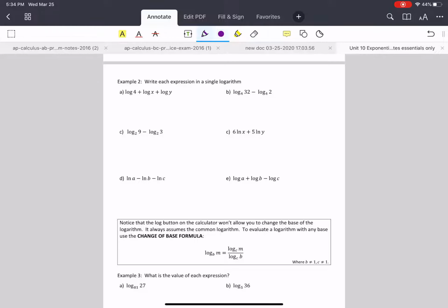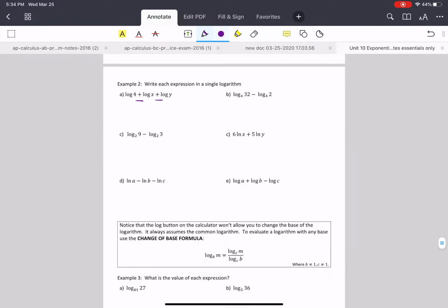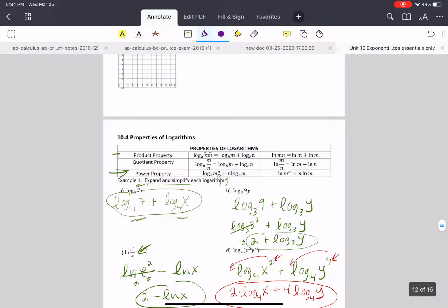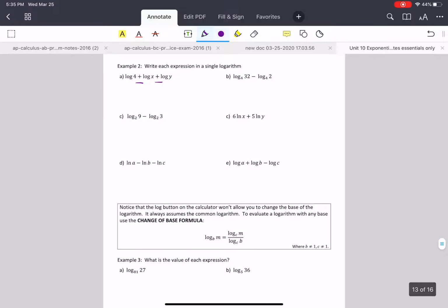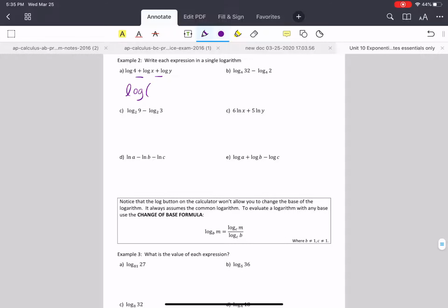Okay, so now let's start with part A. We have logs that are separate, but it's with addition. If I go back and look at my properties, the addition property is used in the product property. So when I have multiple logs split with addition, I can combine them into a single log using multiplication. So this is going to be log, and I'm going to leave the log base 10, the invisible log, because the log bases all have to stay the same, and it would be 4 times x times y. I'd look at that and see if I can simplify anything, and I cannot on that one.